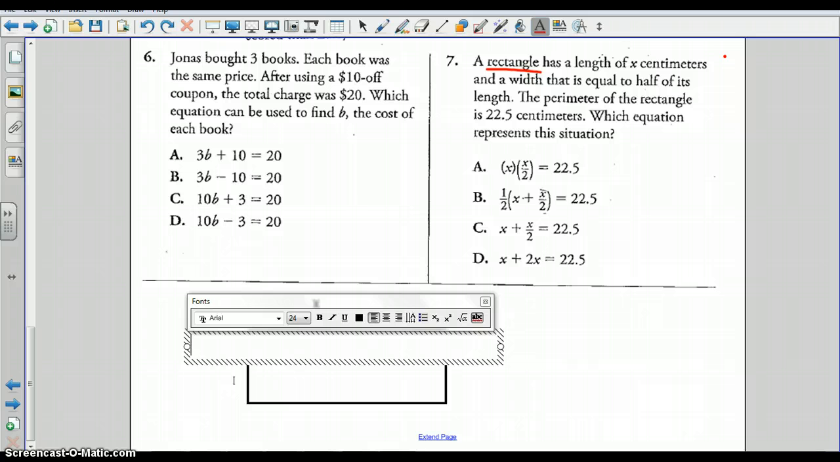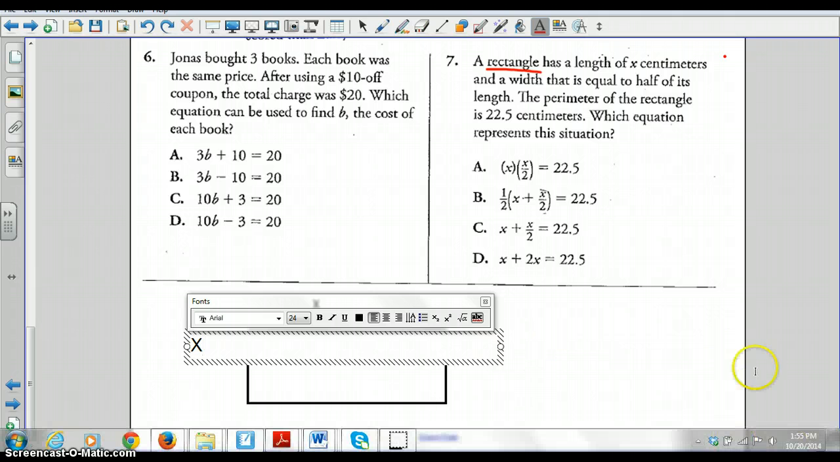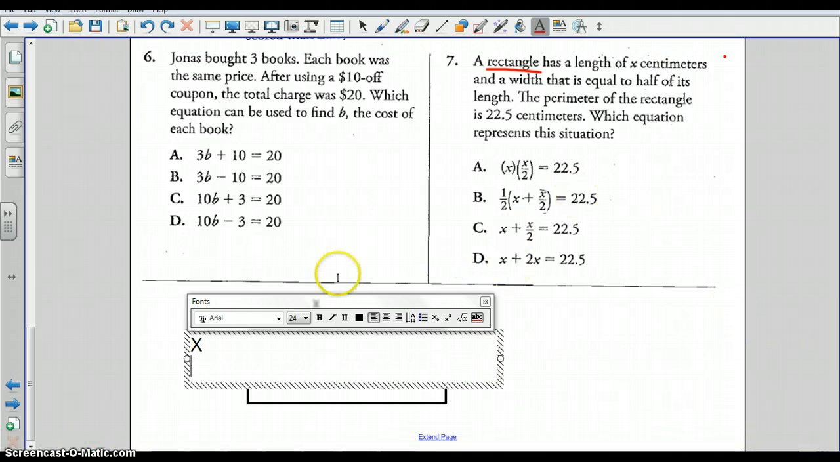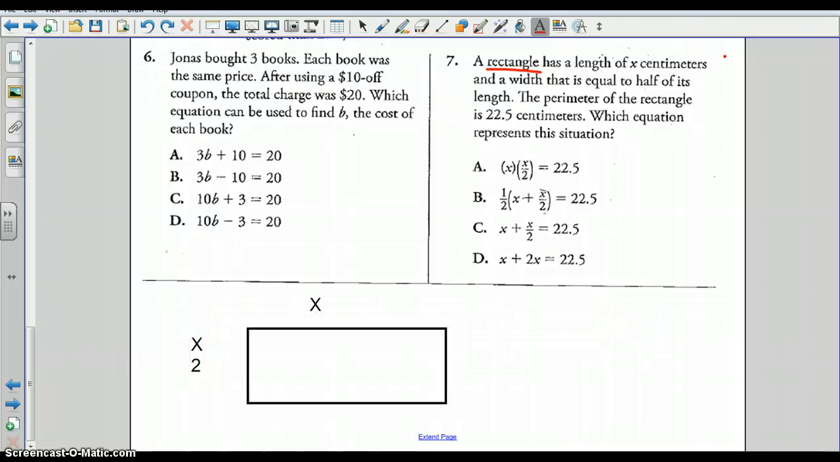So let's see, it looks like they're doing half with a fraction, but they also do it with x over 2. So let's just do half of its length. To half means to divide by 2. So we're going to do x over 2. Let's just draw a fraction bar there. So what we have here is the length is x, this is half, so we divide it by 2.